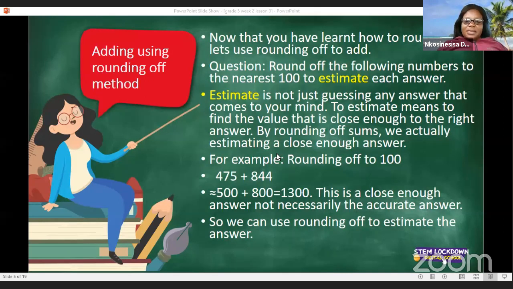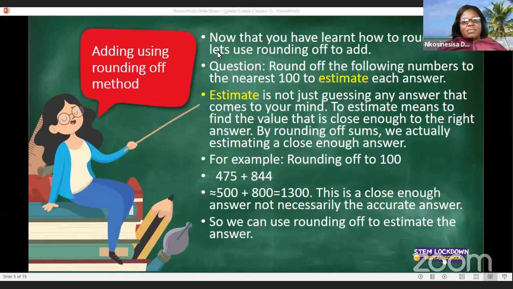So I gave you an example there. We are rounding off to 100 and the sum that you have to do is 475 plus 844. Now you can ask yourself, why do we have to estimate? Why can't we just calculate? Why can't I use my column method to calculate? Estimation in maths helps you to see your close enough answer. Remember, you also did rounding off. It will help you to see, if you could calculate the actual answer, what your answer will be. Your answer should be somewhere close to the estimated answer.